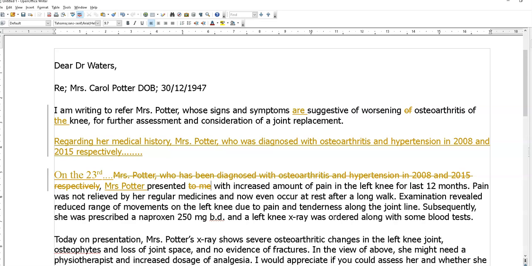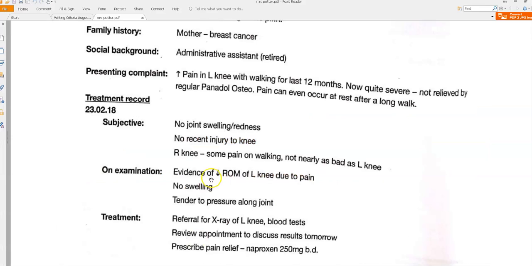with that? That's not a complaint, so she would have to come in and say, presented with a 12-month history of pain or something such as that, because she can't present with an increased amount of pain in the left knee for the last 12 months. That doesn't really work. So let's see what it says here.